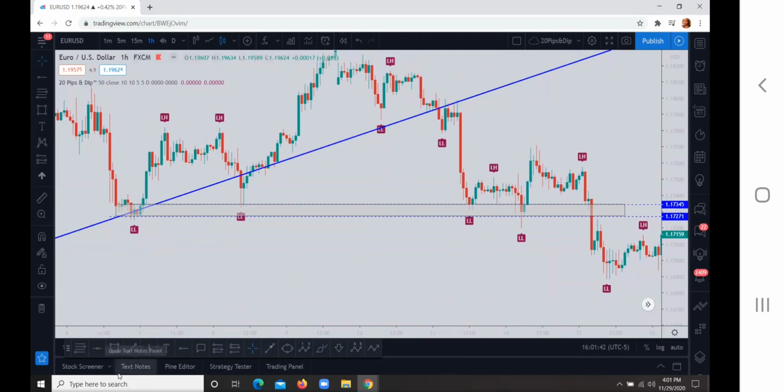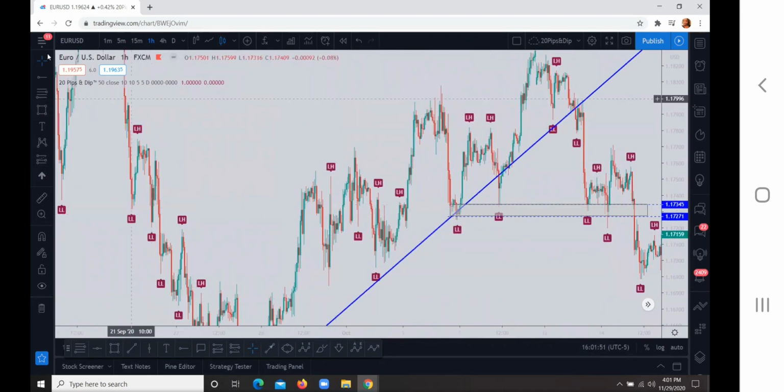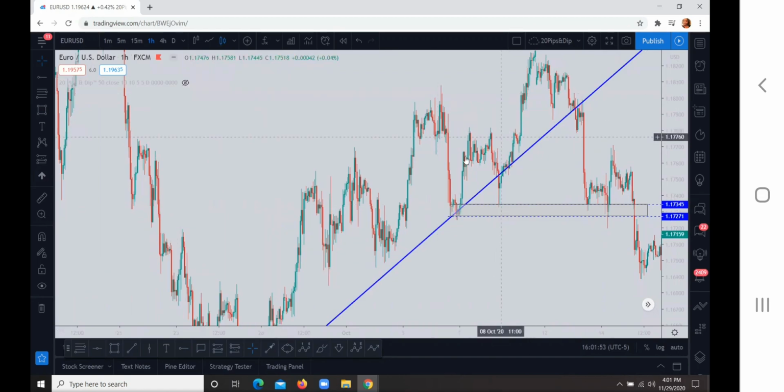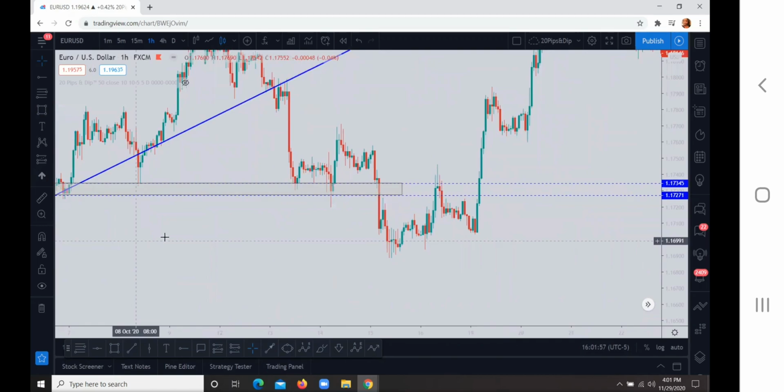Y'all see that? Easy pips, right? So break retest is super valid. So that's off of a trend line. Now let's talk about what that looks like outside of a zone.